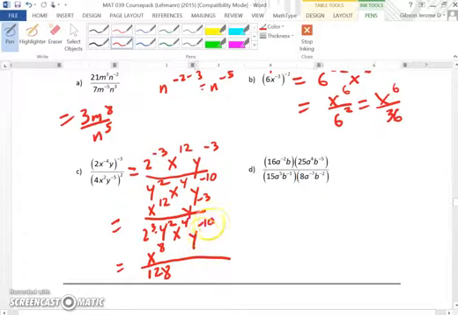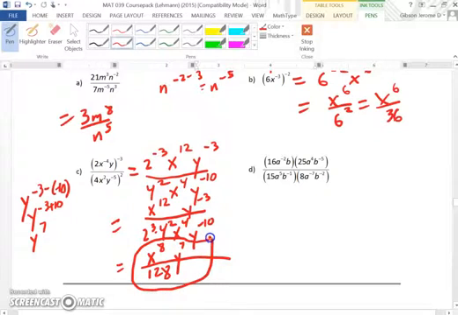Now we look here, negative 3 and negative 10. Isn't negative 3 larger than negative 10? Yeah, so that means that our final answer is going to be in the numerator. Now, if you want to look at this off to the side, it would be y to the negative 3 minus a negative 10. So that would be y to the negative 3 plus 10, which would be y to the 7th. So your numerator will have y to the 7th in it. So this is your final answer: x to the 8th, y to the 7th over 128.